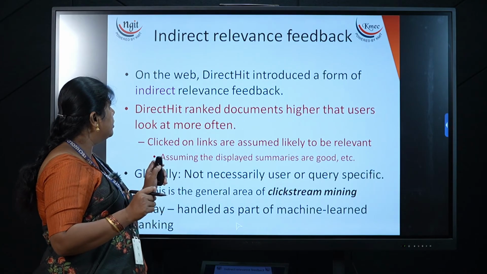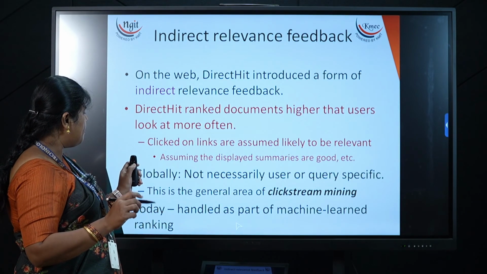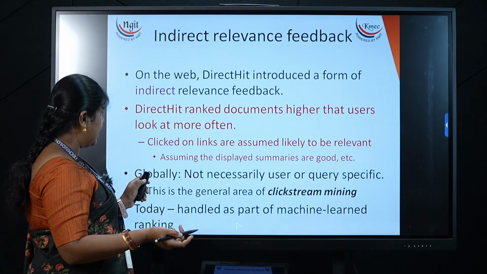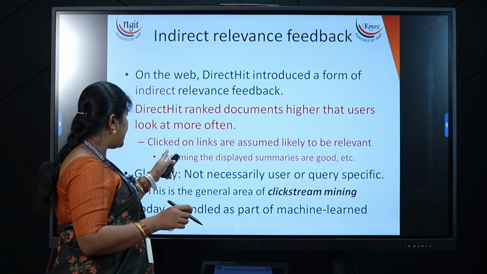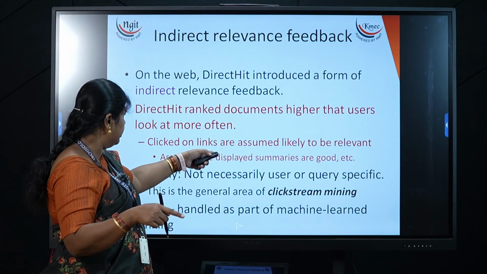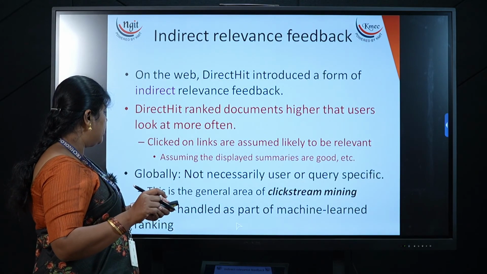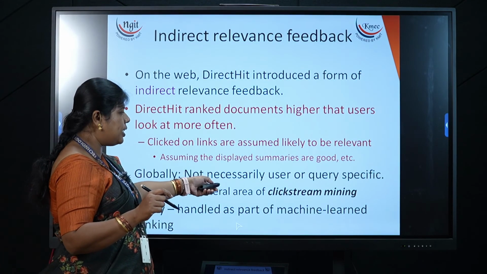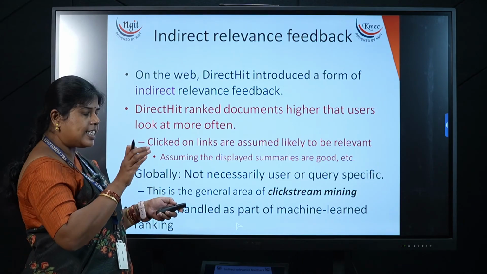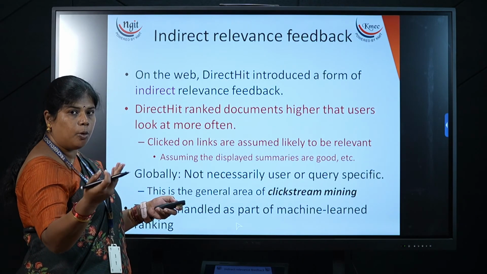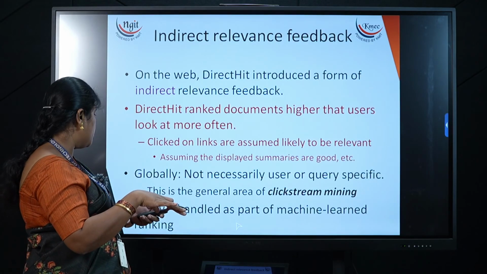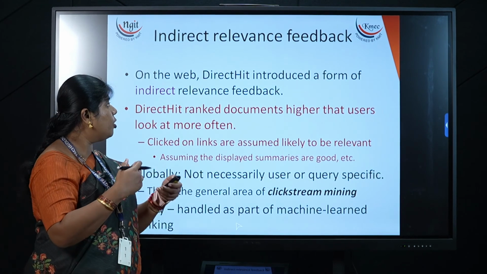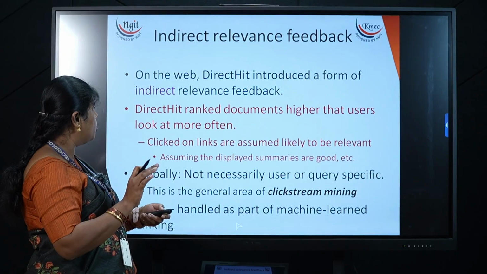So what is happening here? Sometimes you have to find the direct relevance or the indirect relevance. When the user directly clicks on a particular link, that is a direct hit. Sometimes the user is not directly clicking, but just highlighting it, or he may spend more time. In that case, it is indirect relevance. So, based on the user action, whether it is a direct hit or indirect relevance, you have to decide.